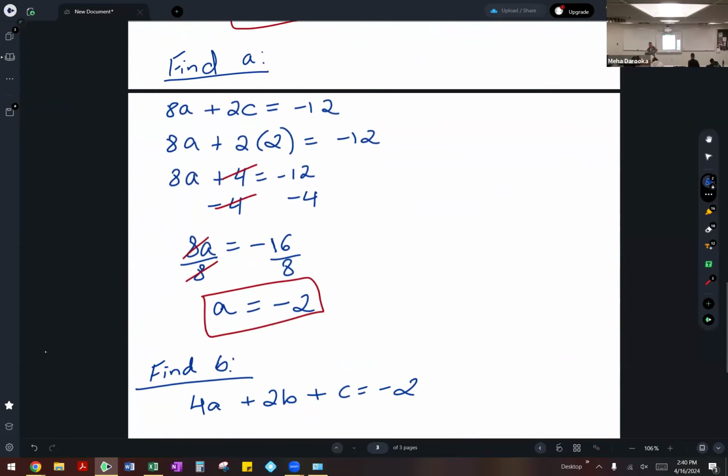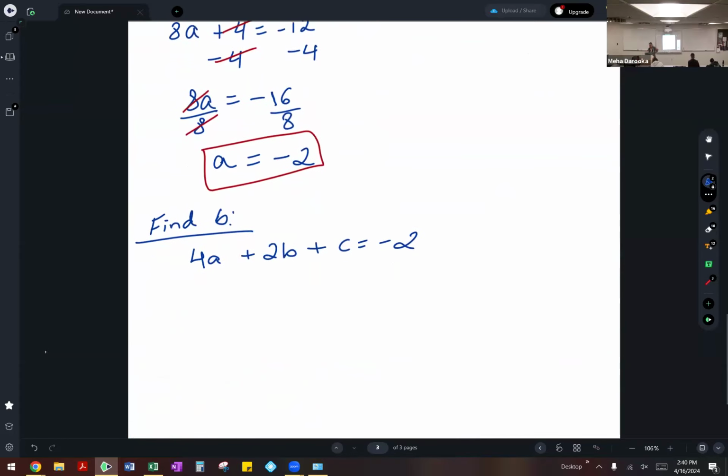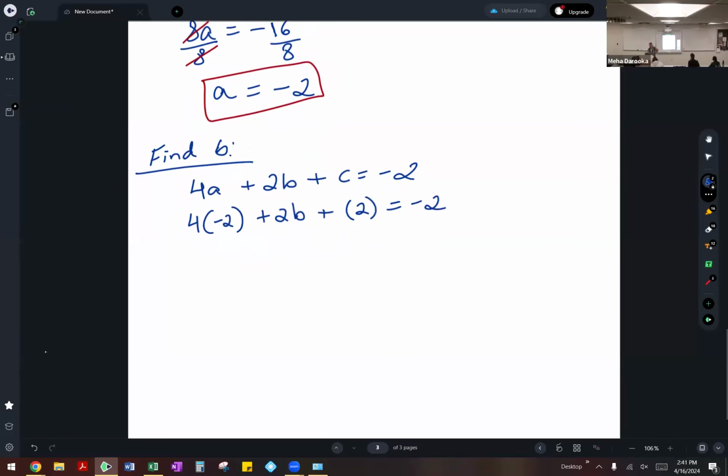Alright, so our C was positive 2, A is negative 2. Plug those numbers in. And then what will the B value come out to be? 2, really? All A, B, and C's are coming out to be 2s. So let's see, -8 minus 2B plus 2.